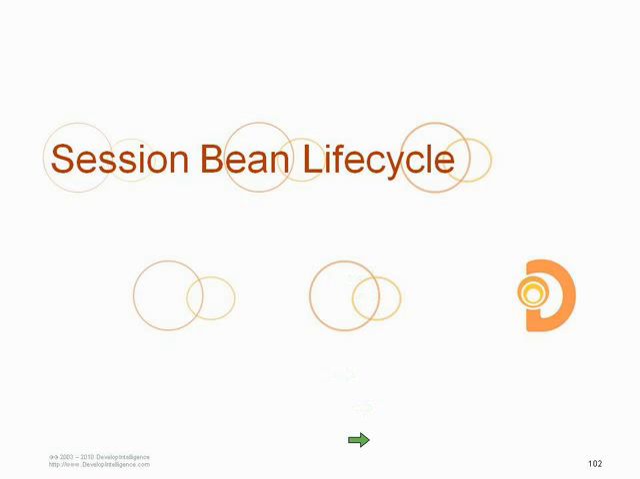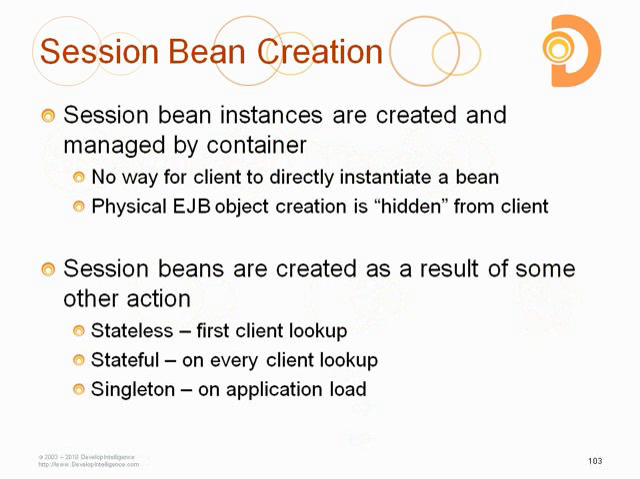All right, so if there aren't any other questions, let's jump forward. Session bean lifecycle. The idea here is to understand how a session bean transitions from does not exist all the way through the destruction phase, and how we as developers can get notification from the container as it goes through those transitions. So we already know, I've said it probably 4 times now, that I can't directly instantiate a bean. We know that the physical EJB instance is hidden from the client.